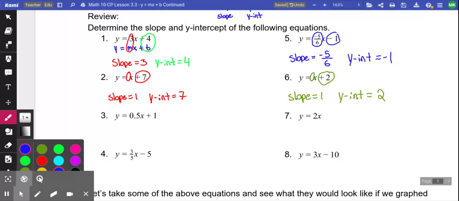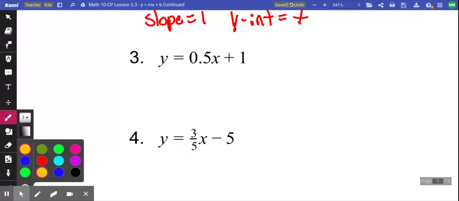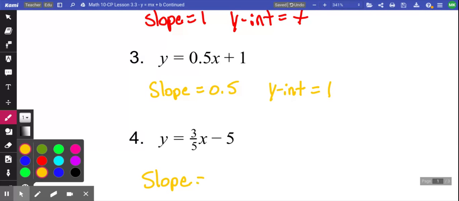Wonderful. Hopefully you did that. If you did, you should have got for number 3 that your slope equaled 0.5, your y-intercept equaled 1. This one, your slope should have equaled 3 over 5, and your y-intercept should have equaled negative 5. Remember that negative goes with it.